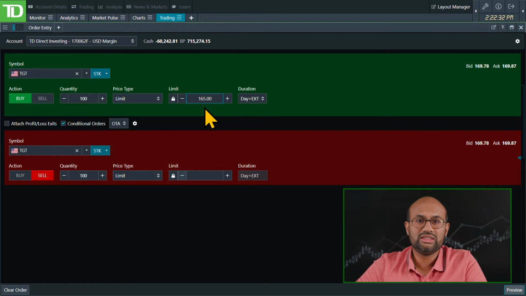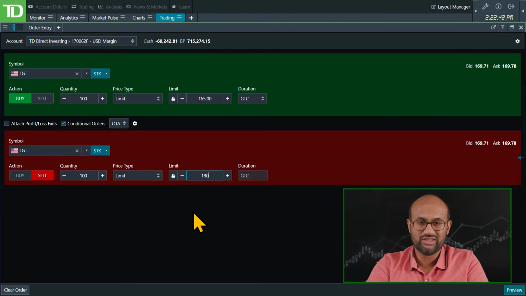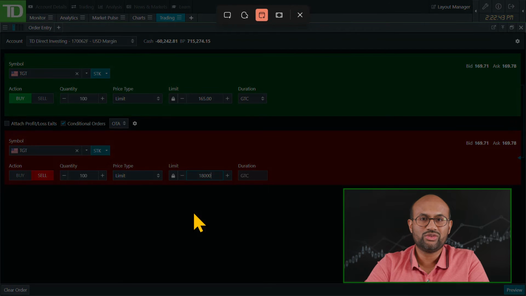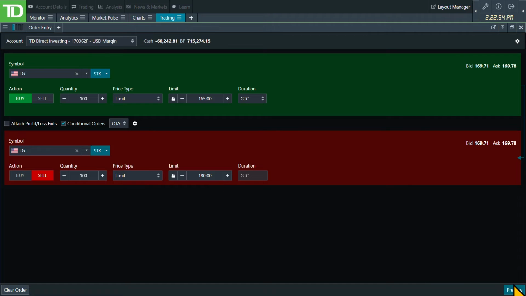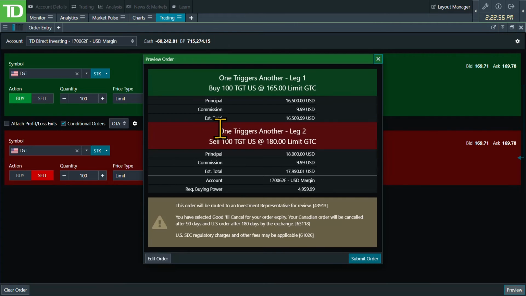If we can execute that, we'll set this up to good till canceled. And again on here, let's sell the Target if it gets to our target price. No pun intended. Let's go to $180 over here. That's too many zeros, let's get it down there. All right, and fix the decimal point. There we go. So now all you've got to do is preview that order and send it off.